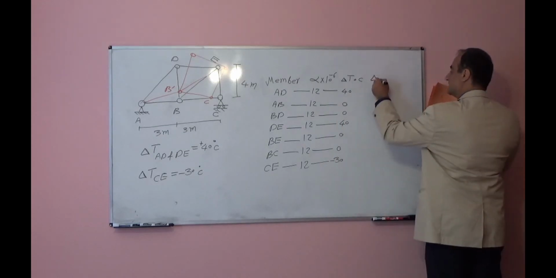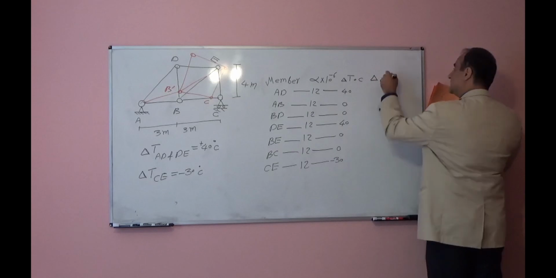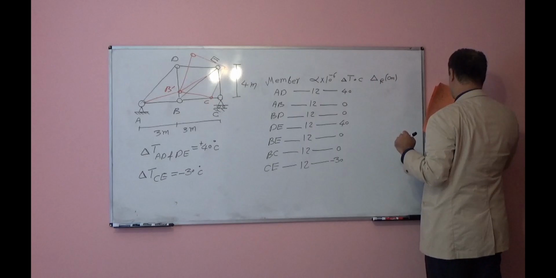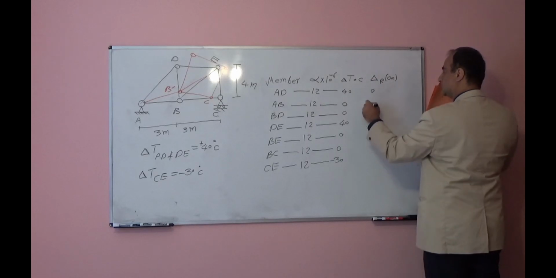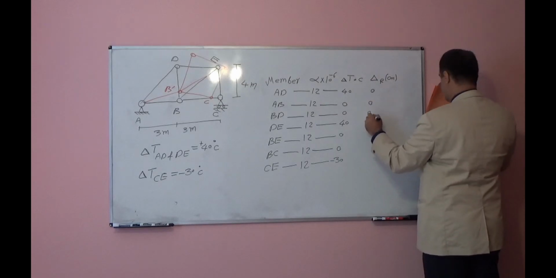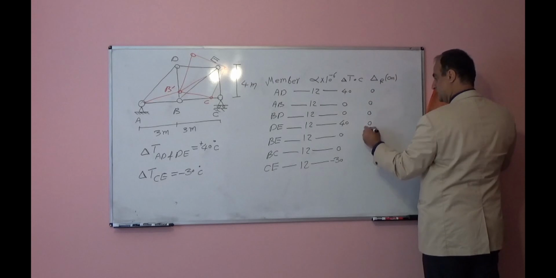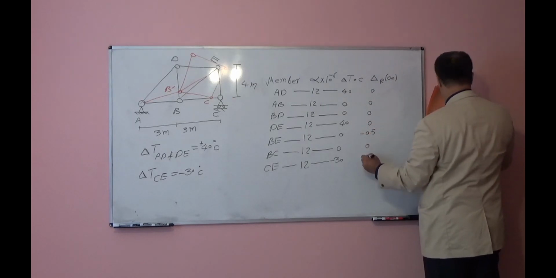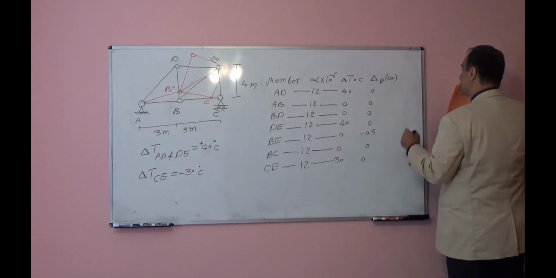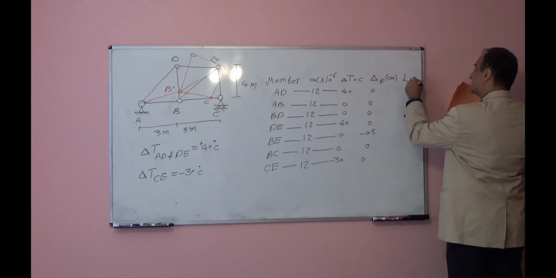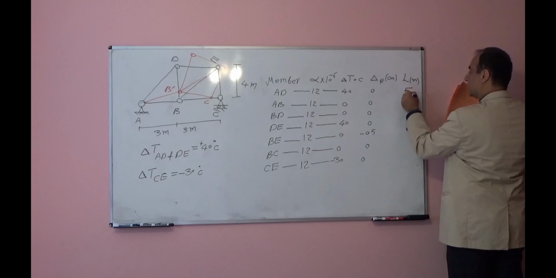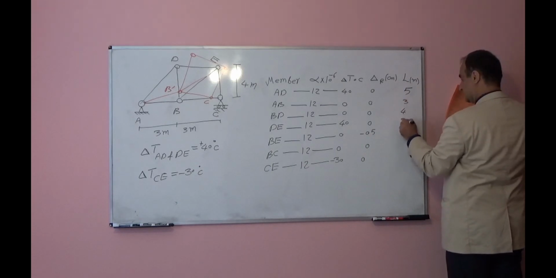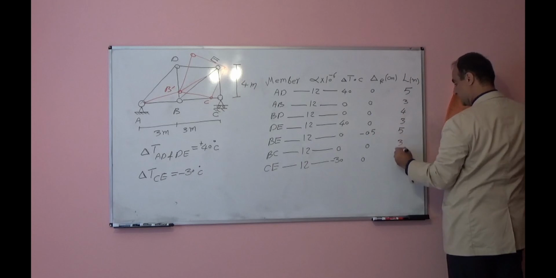Fabrication error, delta fabrication, centimeter I put here. Here is 0, 0, 0, 0. This is negative 0.5. 0, 0. Length of members in meter: 5, 3, 4, 3, 5, 3, 4.